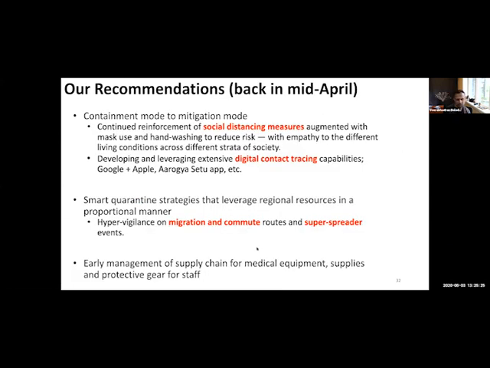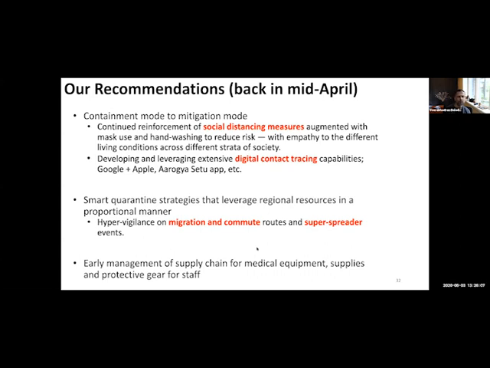So coming to something specific, when we wrote the Medium article, this was around mid-April. We gave a list of recommendations, and I won't go through all of them, but just hit on some of the main points. At that point, India was already past the containment mode. It was already going into a mitigation mode. If you imagine in mid-April, the number of cases was still very low, but at the rate at which it was going, we thought that's where India needed to change strategy, and it did. There were a lot of good things that the government and the local agencies did in terms of social distancing measures, the lockdowns, and launching of digital tracing capabilities.